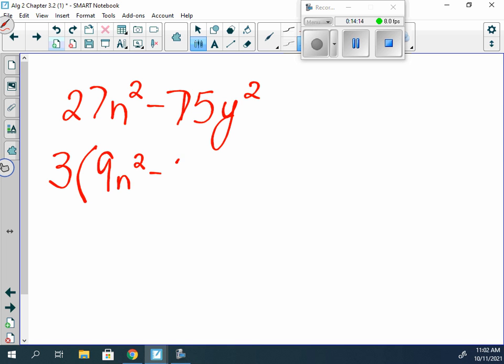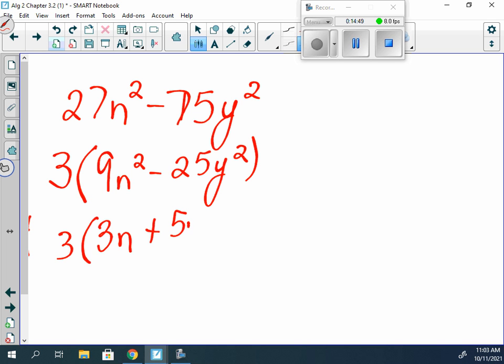So once I pulled that greatest common factor out, now do we have a difference of perfect squares? Is 9 a perfect square? Well, yes, 9 would be 3 times 3, and 25 is 5 times 5, yes? N squared is n times n, and y squared is y times y. So this would really be 3 what? 3n plus 5y times 3n minus 5y.